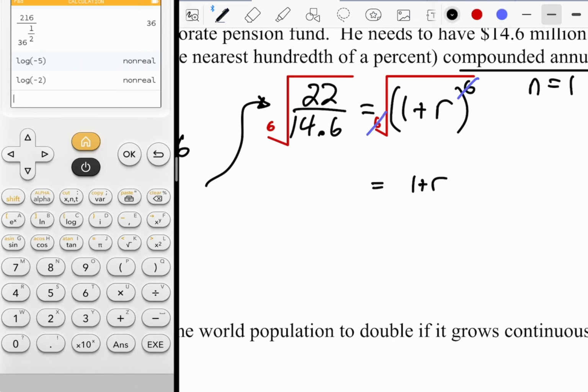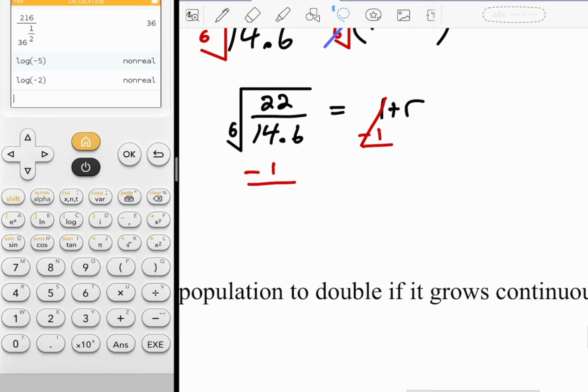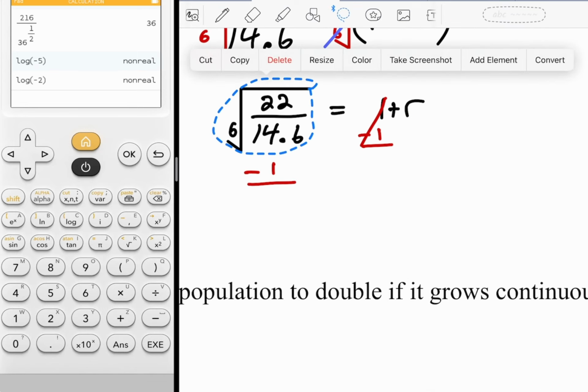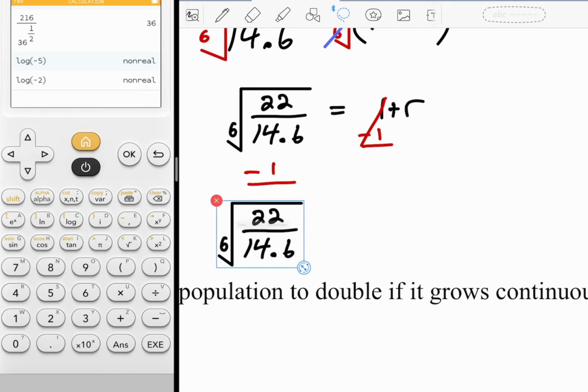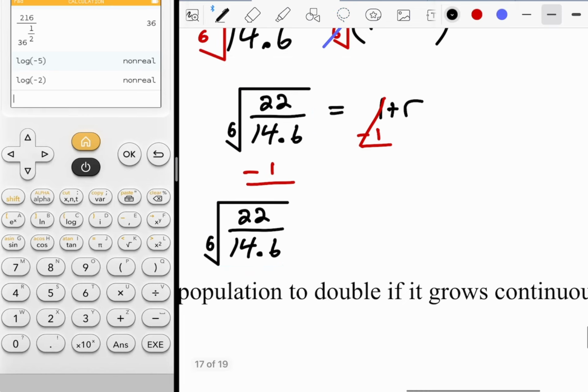So I'm going to get 1 plus r, because the root of 6 and the power of 6 cancel away, and I have this not so pretty looking expression. I'm leaving it in this form because I'm going to put it all in the calculator anyway, and I don't want to worry about rounding just yet. So subtract 1 from both sides. That cancels here. They're not like terms over here, so I would write this expression minus 1, and that's what r is going to be.